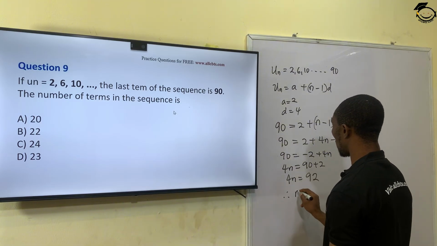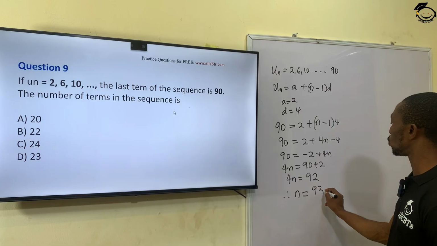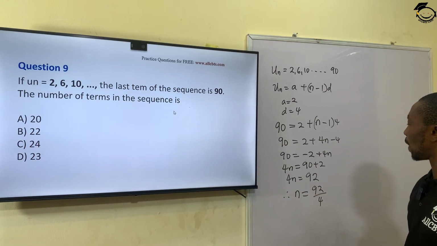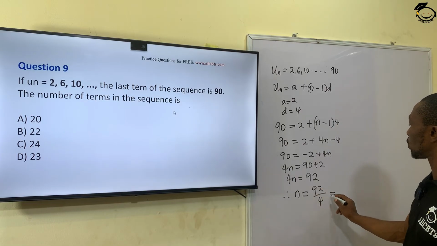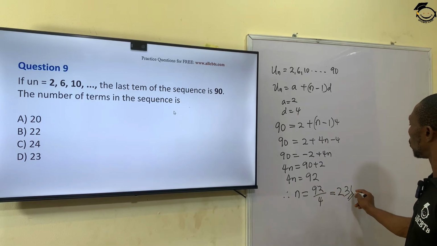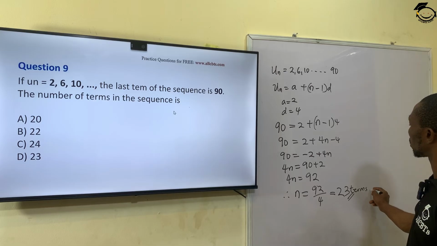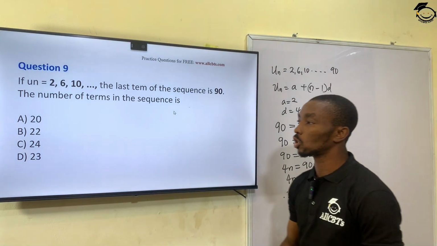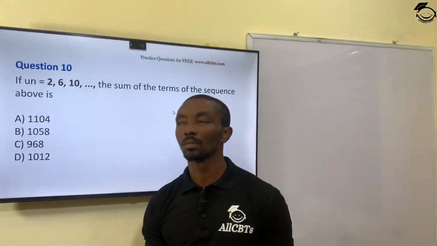So therefore, n equals 92 over 4. Now, 4 into 9 is 2, remainder 1, into 12 is 3. So in the sequence, we have 23 terms, which is option D.